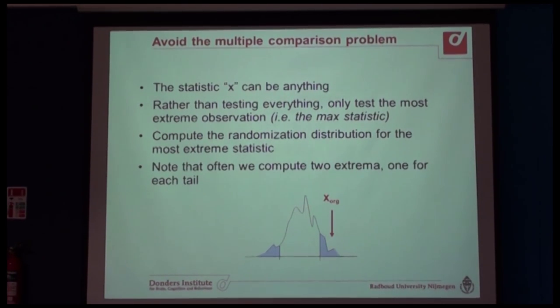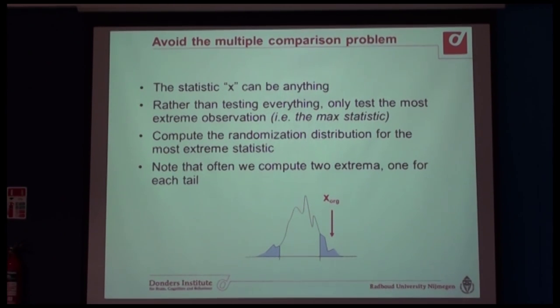There is one catch here, and that's that often we have a question in which we don't know whether the effect is going to be that the data in one condition is going to be larger or that the data in the other condition is going to be smaller. So what we often do is we have two tails that we have to consider.